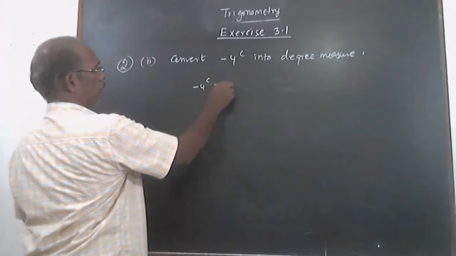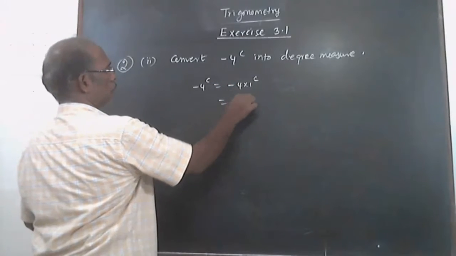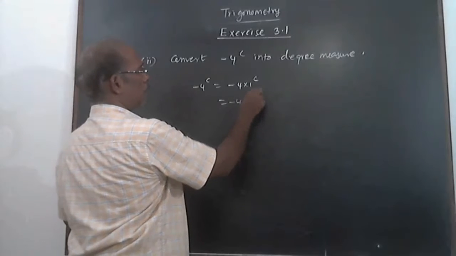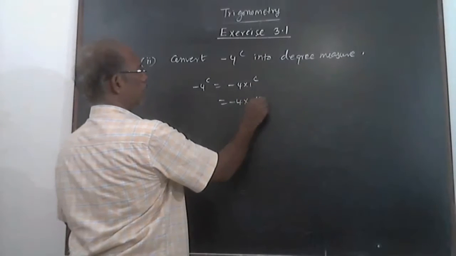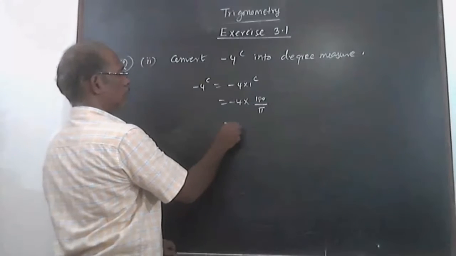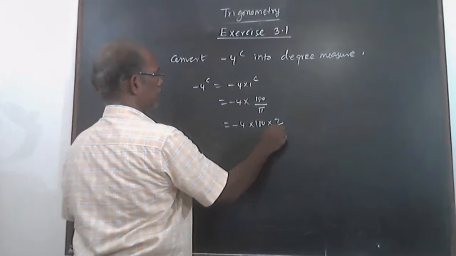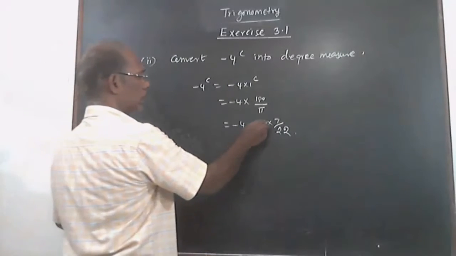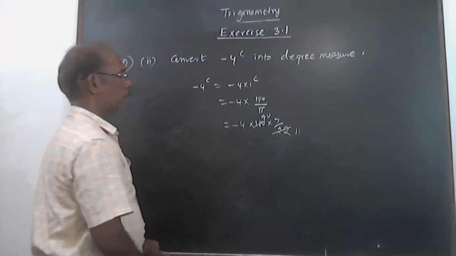-4 radian is -4 into 1 radian. 1 radian is equal to 180 by pi degree. We need a degree, 180 by pi. -4 into 180 into 7 by 22. 7 by 22, 90 times, is 11 times.